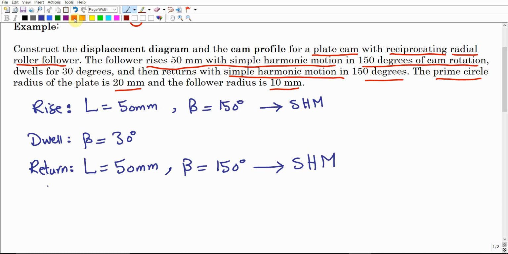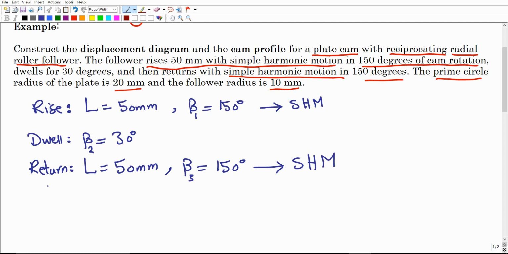Another thing that you should consider here: we do have beta 1, this is for the first period, and beta 2 in addition to beta 3. These are 3 periods. If you sum these 3 betas, like 150 plus 30, this gives 180, plus 150, this gives us 330 degrees of rotation of the cam. So there is still 30 degrees of rotation of the cam missing. We have no clue, there is no information already given about this 30 degrees at the end.